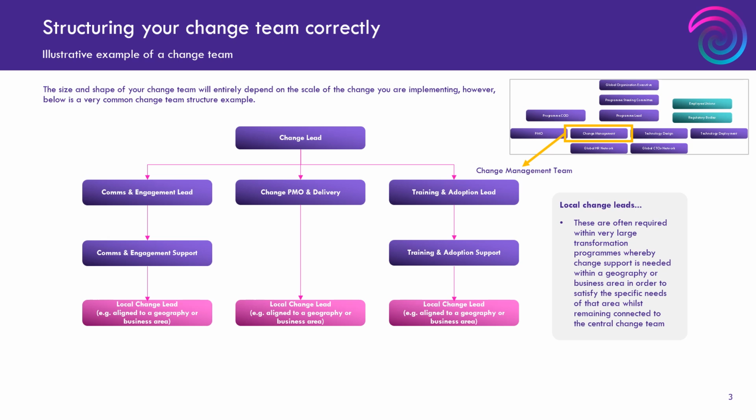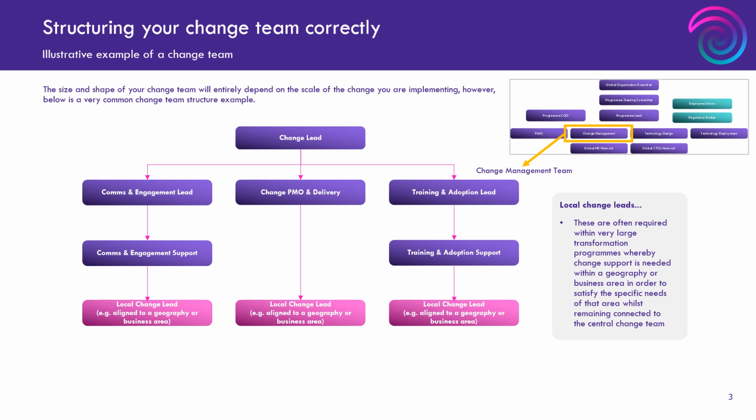And then in the middle, you've got a change PMO and delivery role. So this I would really only see if you were doing large scale transformation where you've got that person who's supporting the change lead ultimately with the project management side. So managing the change plan, tracking all the actions and activity, potentially producing weekly or monthly status updates. If the change team is sitting within a larger program structure where you're going to be doing status updating, that type of thing, and broadly supporting other delivery activity.